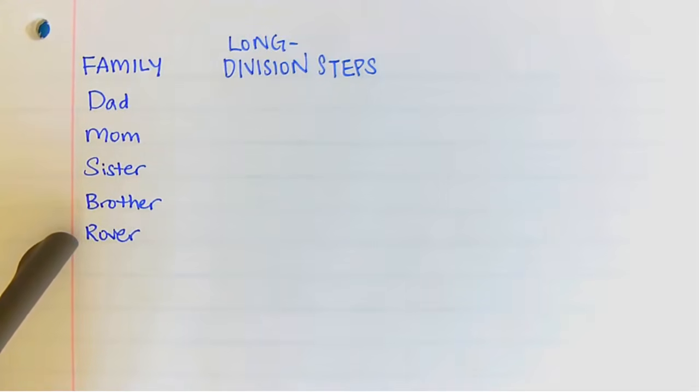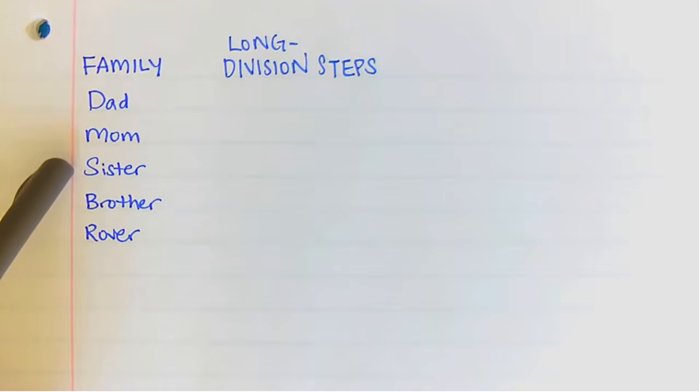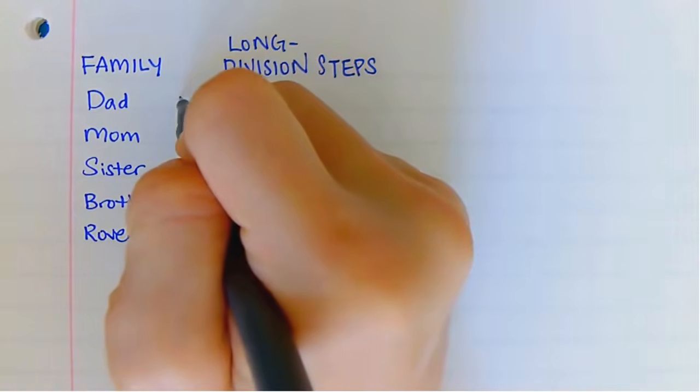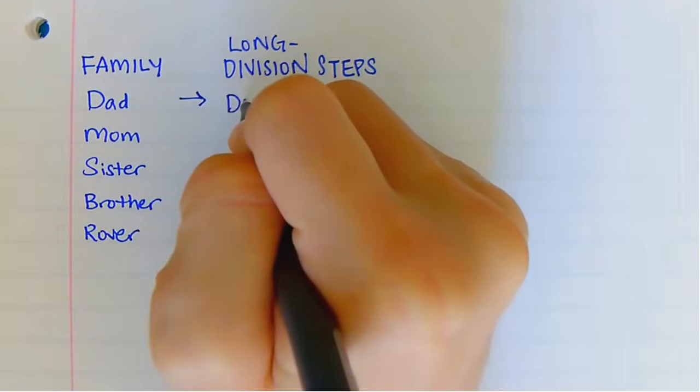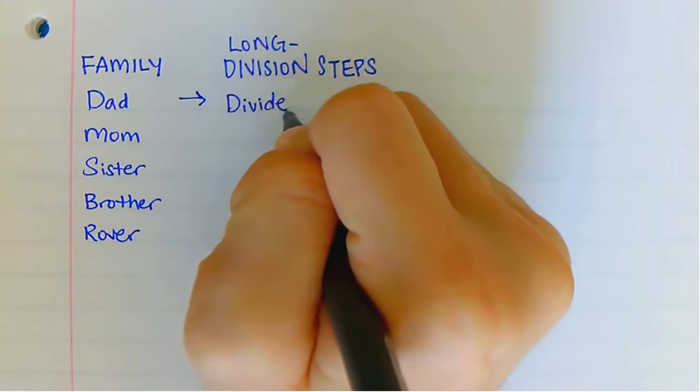So remember this family structure. You have dad, mom, sister, brother, Rover. And this will help us to remember our steps for long division. So dad, it starts with a D. Dad stands for division, or divide.